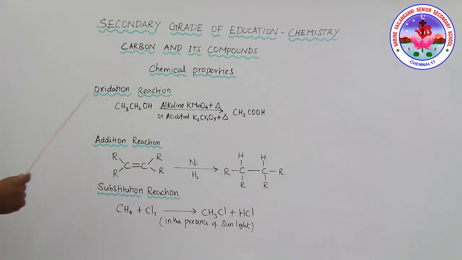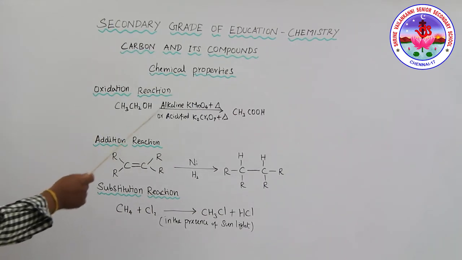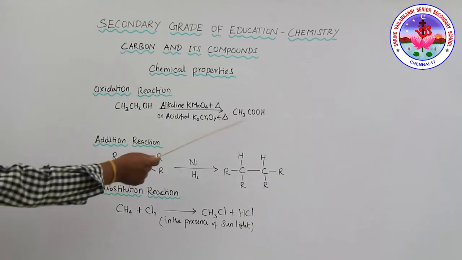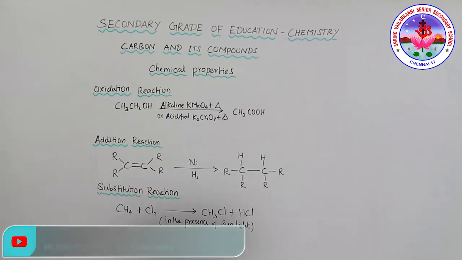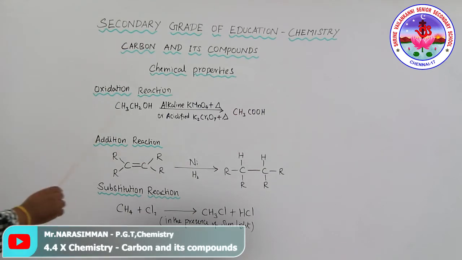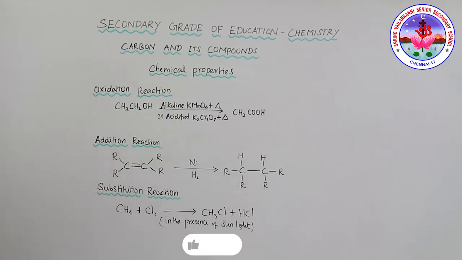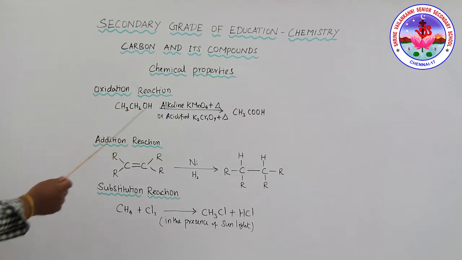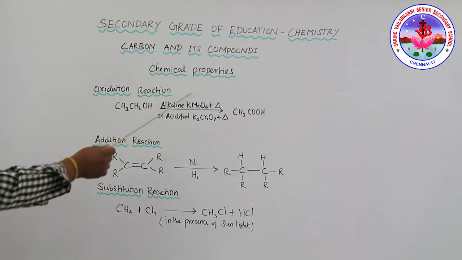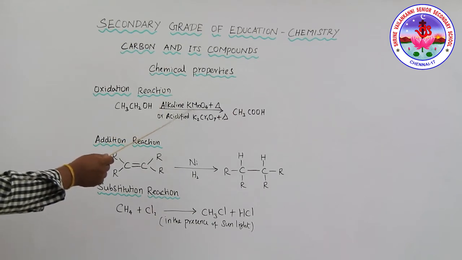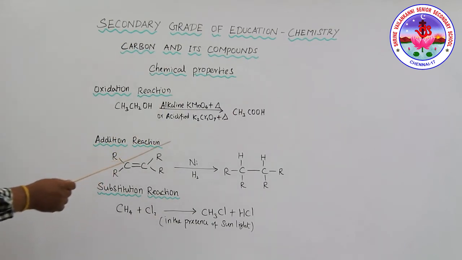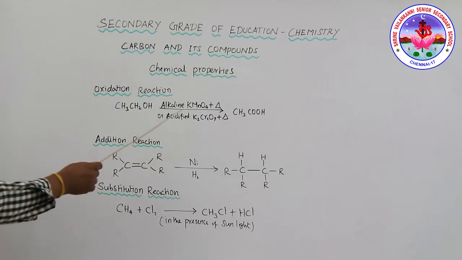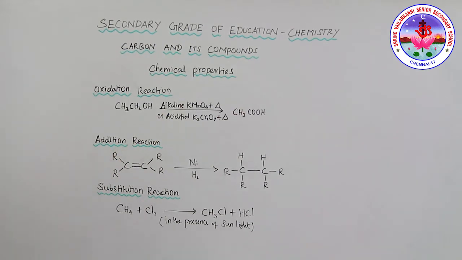Usually the alcohol is first converted to aldehyde, then further undergoes oxidation to give the carboxylic acid. This is ethanol. Generally alcohols give aldehyde, then carboxylic acid. Substances that are capable of adding oxygen to others are called oxidizing agents. Here potassium permanganate and potassium dichromate are the oxidizing agents, or you can say strong oxidizing agents. Here the alcohol is the starting material.